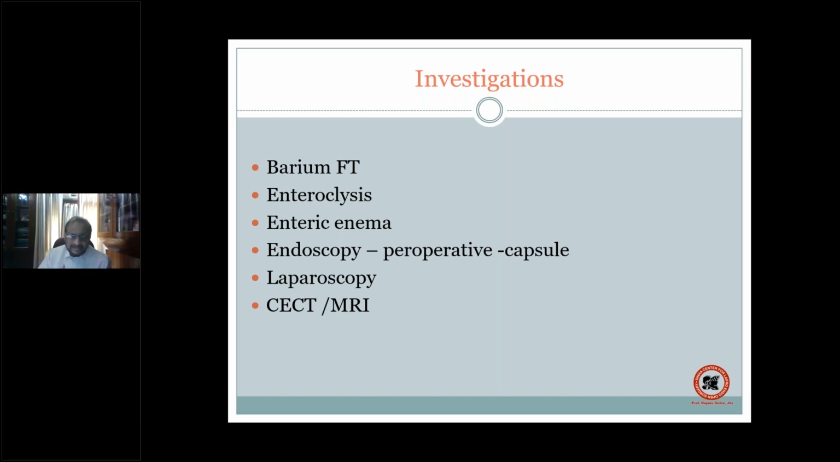You can have an enteroclysis. Enteroclysis basically means that the contrast that you're injecting goes directly into the small bowel. It is not being taken orally.